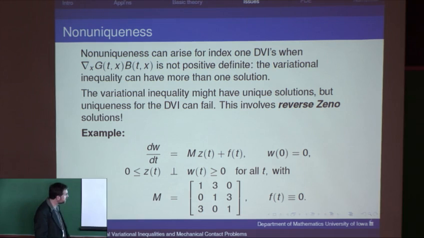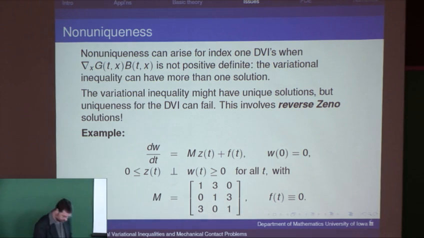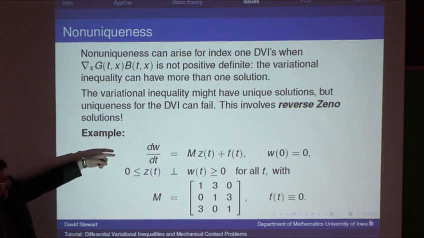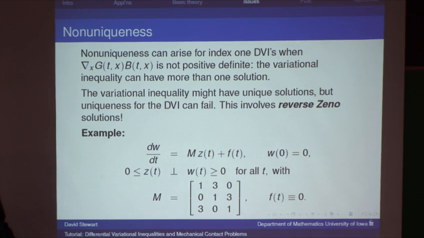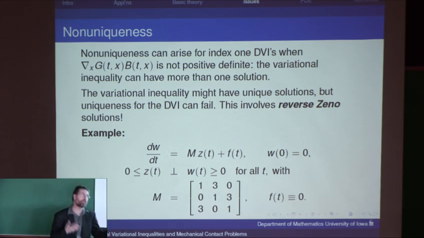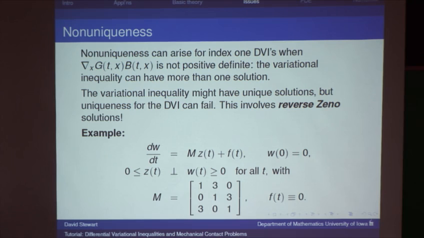It can be a little bit hard to grasp how this happens. I'll try to give an idea of what happens. So here's a very simple class of differential variational inequalities. We have the dynamics. The right-hand side does not include W at all, but we have this complementarity relationship between Z and W. And here's matrix M. Now, this matrix is not actually positive definite, but it is a P matrix. A P matrix is important because it means that your complementarity problems have unique solutions for any right-hand side. You might therefore hope that the differential variational inequality would also have unique solutions. Alas, no. You get this kind of behavior.